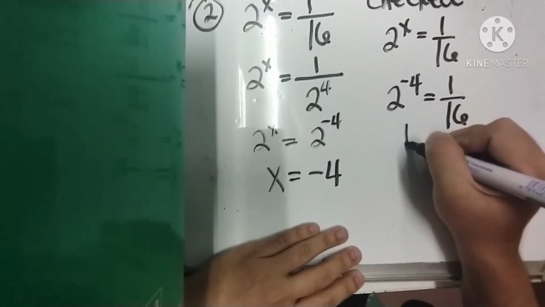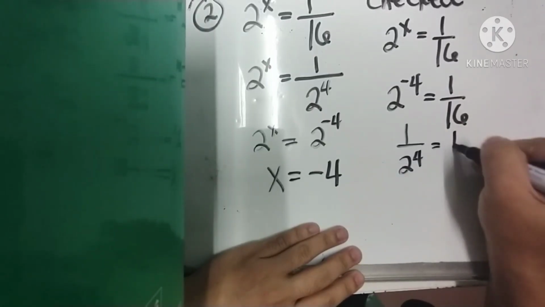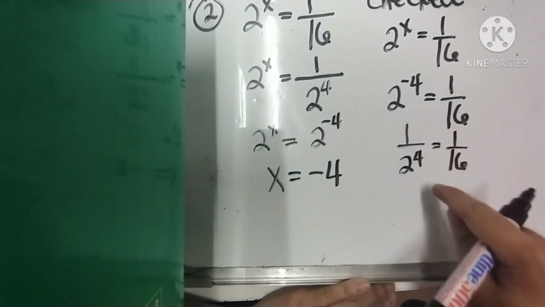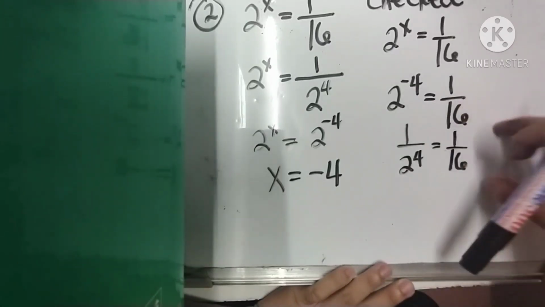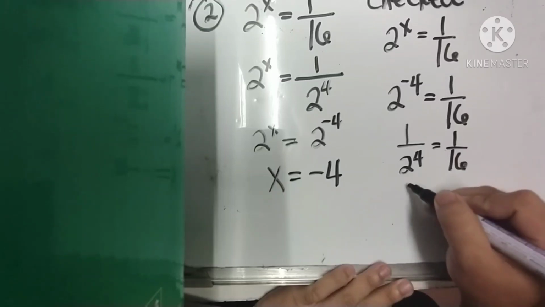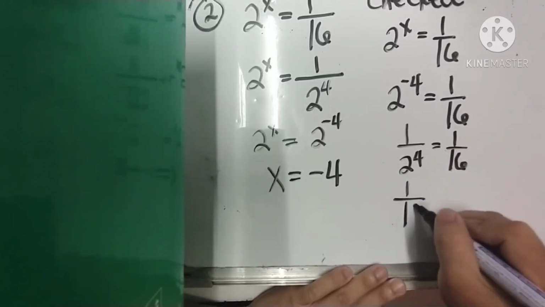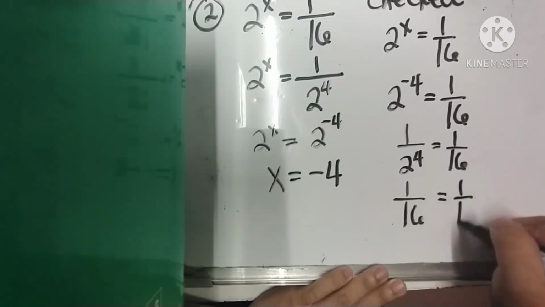So this will become 1 over 2 to the power of 4, which is equal to 1 over 16. Okay, so we need to simplify this one to determine if this is equal to 1 over 16. So 2 to the power of 4 is just equal to 16. Okay, so it is equal to 1 over 16.